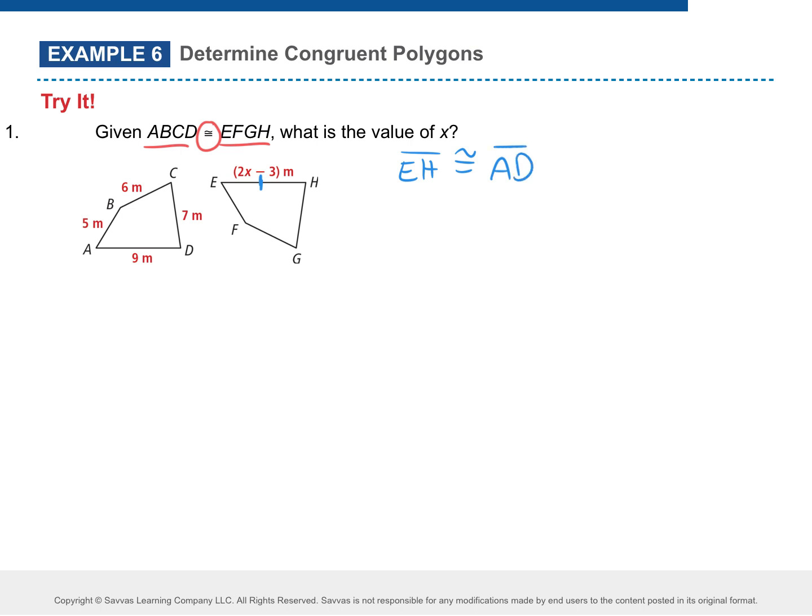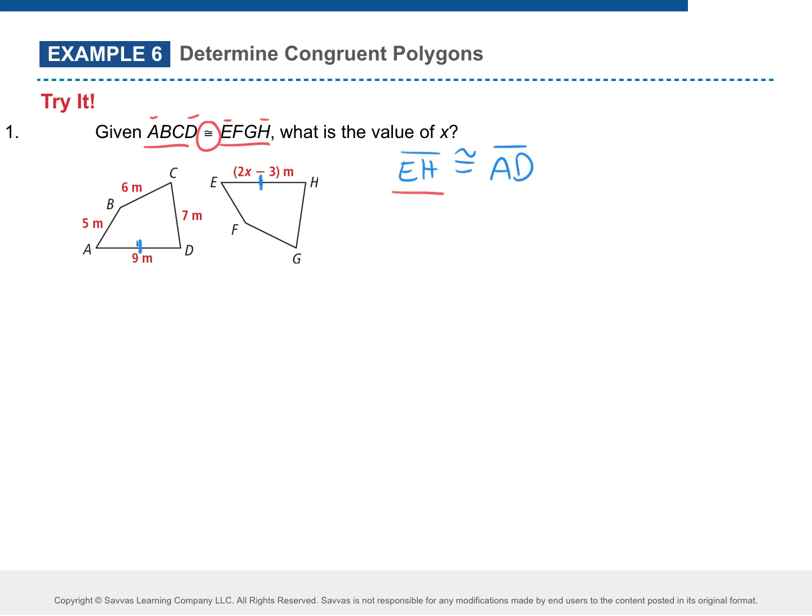How many of you looked at the picture to determine that? How many of you looked at the statement to get your answer? How many of you guessed? How many of you don't want to answer the question? Okay, so remember, you can figure out what is congruent to EH by the congruent statement. So EH is here, so it has to be congruent to AD. Or you can just visually look at it.